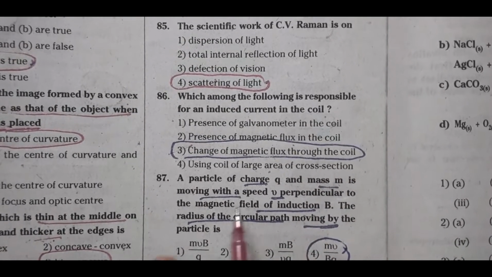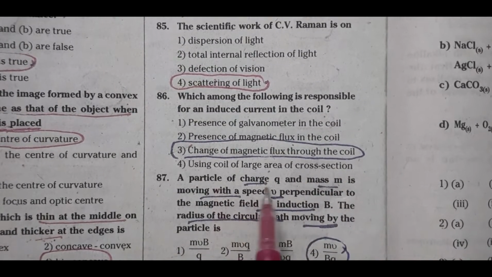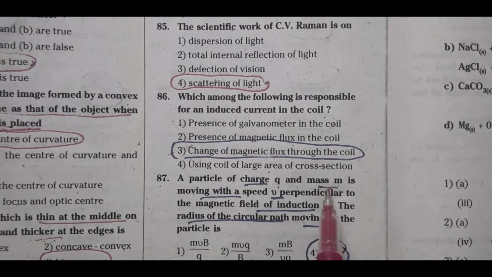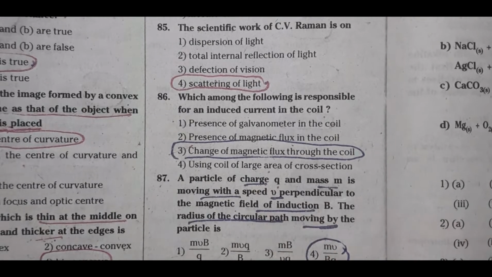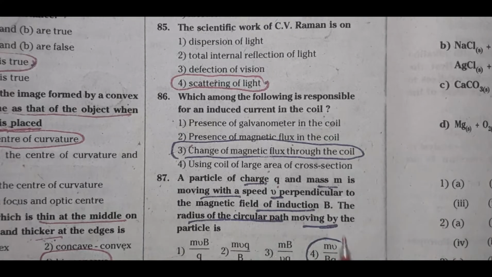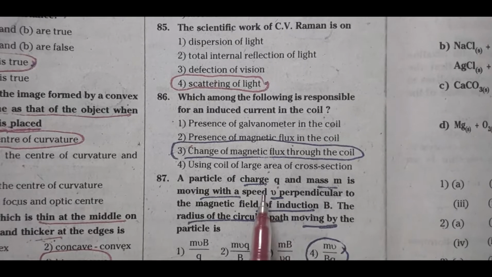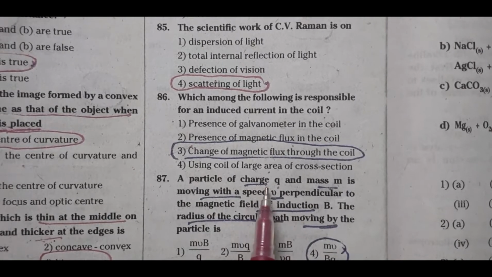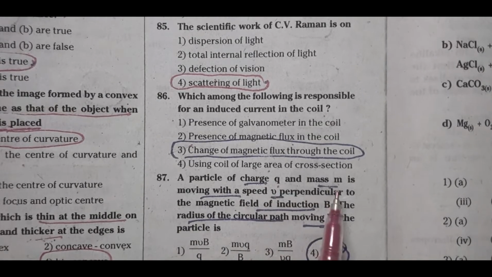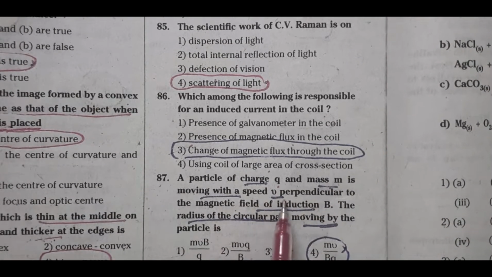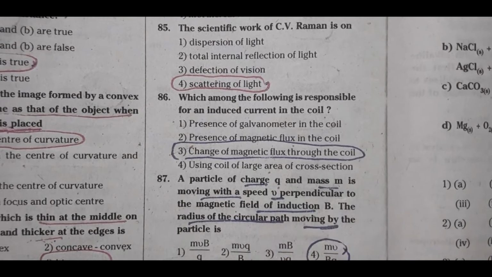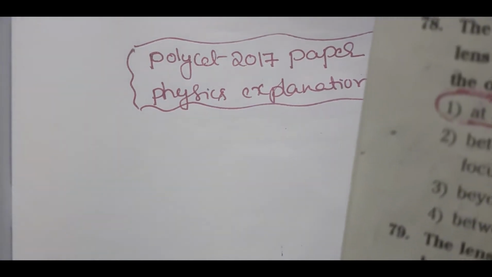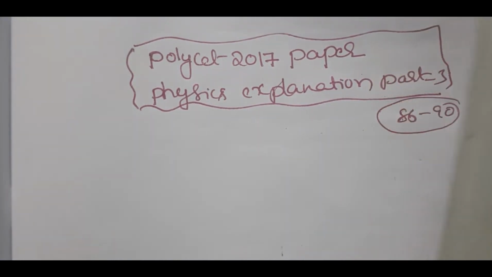Next one, 87, students. A particle of charge Q, mass M, moving with speed V, perpendicular to the magnetic field of induction B. What is the radius of the circular path? So you can see the explanation for the 87th one.